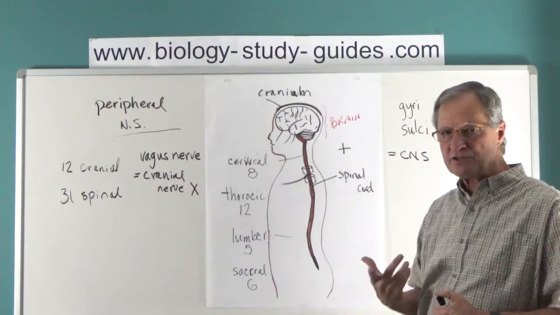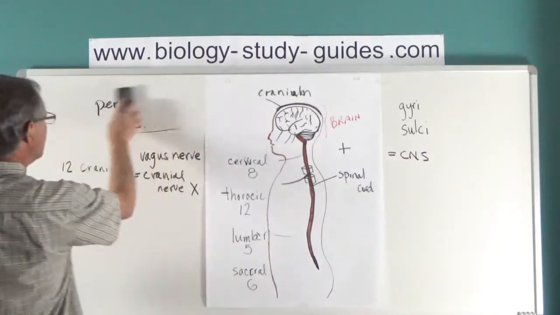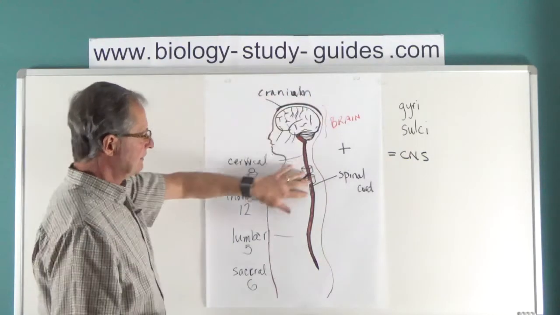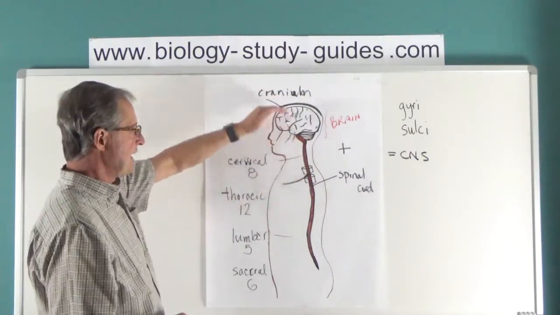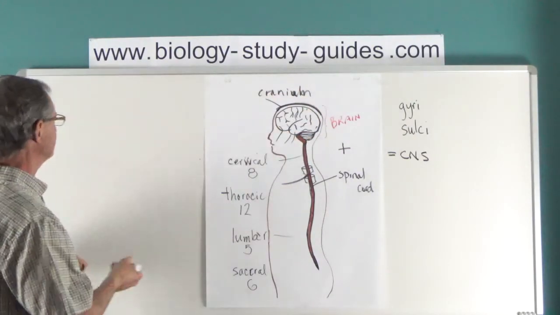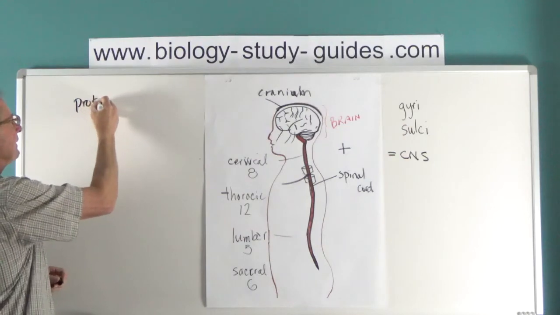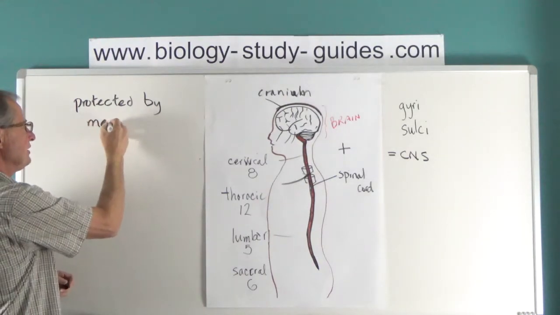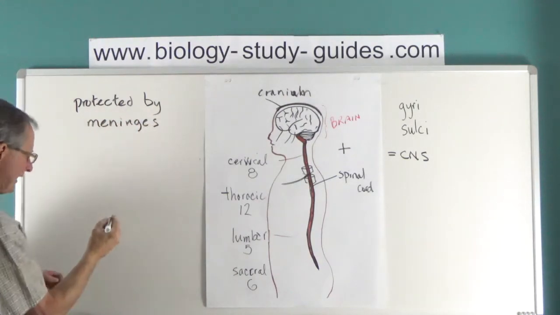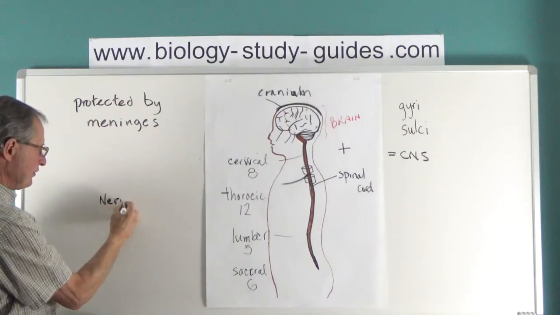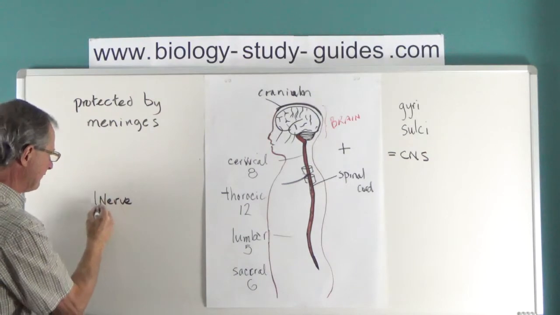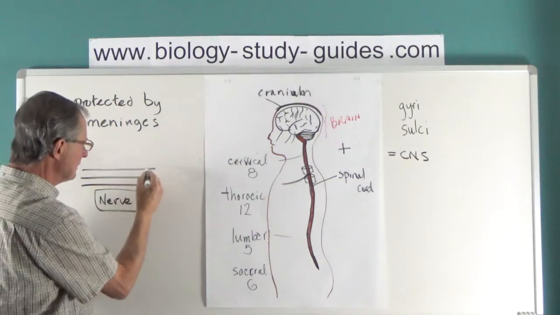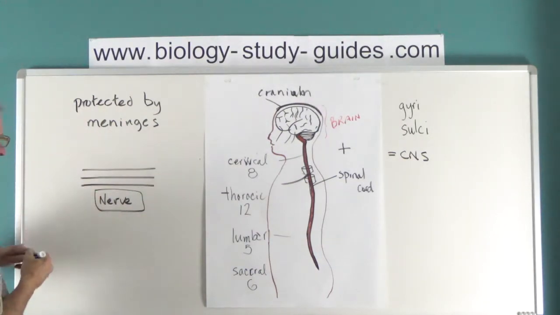Before we leave this video, I do want to return to the idea of the protection that this delicate tissue has against bone. It's protected by a set of 3 membranes called the meninges. So if I can represent this as being nerve tissue, the spinal cord or brain or whatever, there's actually 3 layers of membrane which are between the nerve and the bone.